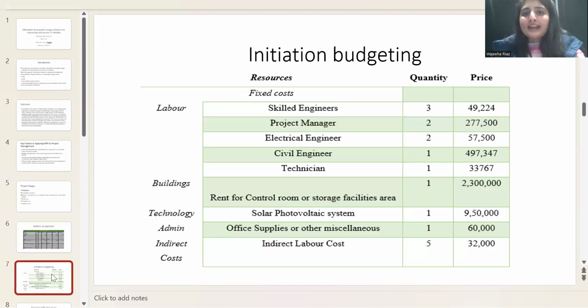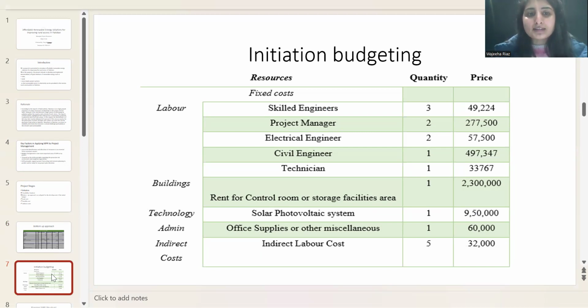After that, in the initiation budget, you can see in the table, for labor the fixed cost I chose is skilled engineers, which are 3, project managers 2, electrical engineers 2, civil engineer 1, and technician 1. The prices or salary rates of them are mentioned there.